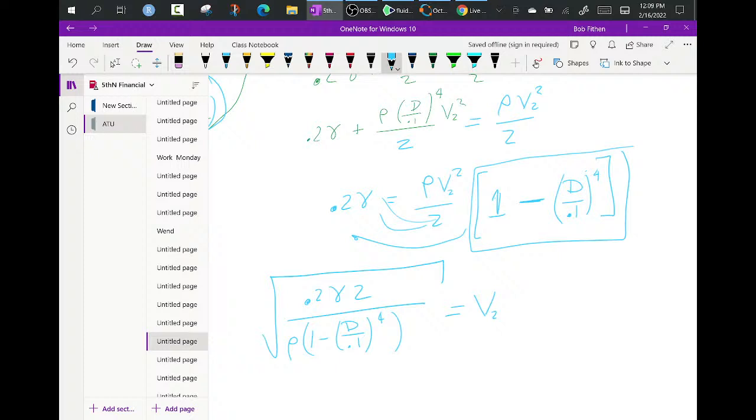So that's how V is a function of d, because we actually put in 1.94 here for the density, and you put in 62.4 here.